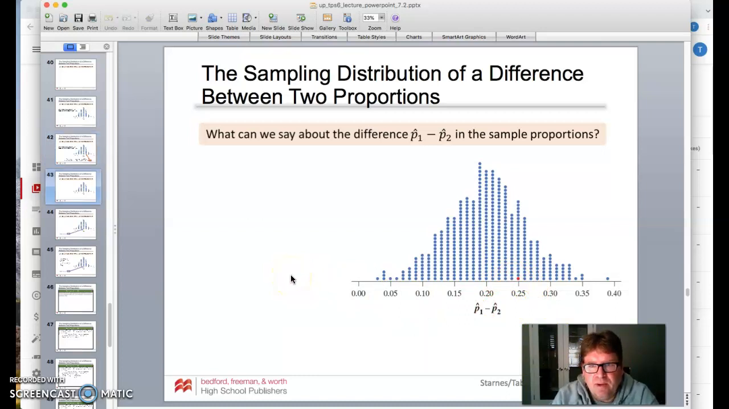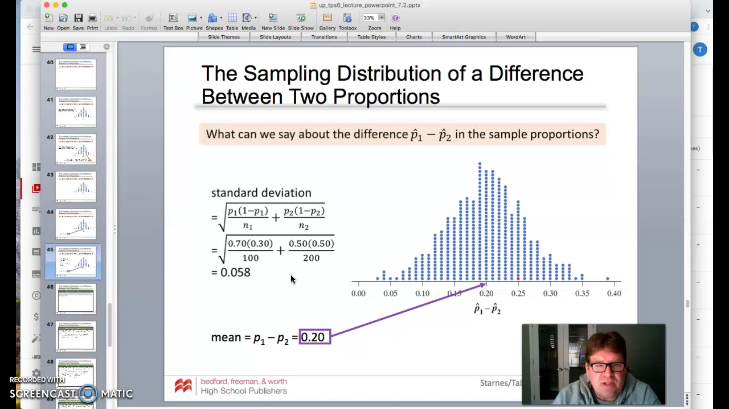Now the mean is right in the middle there. It's 0.2, so it's basically the difference between the two, 0.7 minus 0.5. Now the standard deviation, interesting. What we have to do is take the variability of each one, add them together, and then take the square root of that. So that's how we find the standard deviation of the difference. Remember, back before you might think you'd subtract them, but actually you add them to find those.